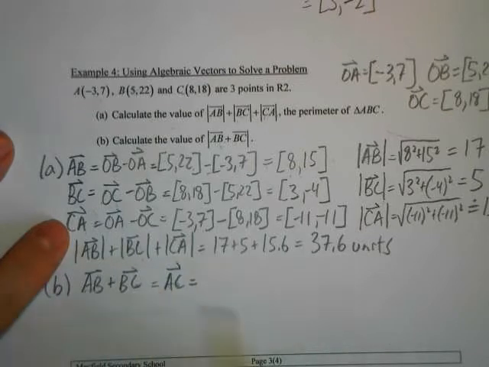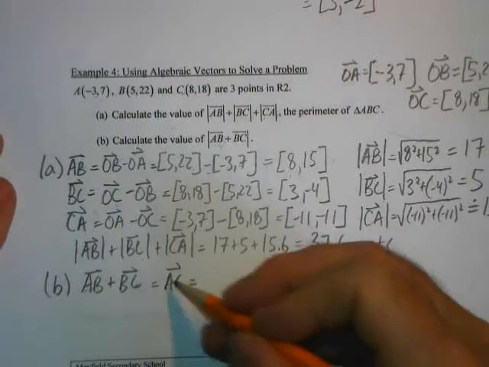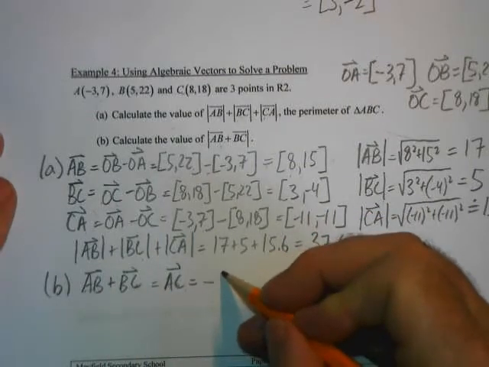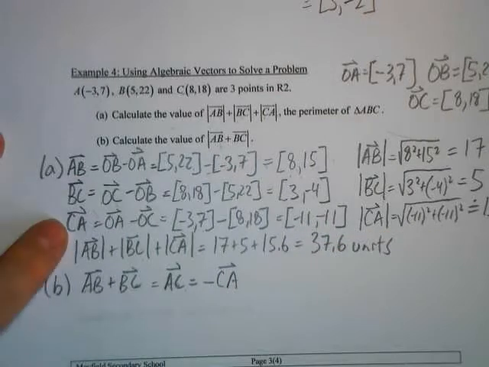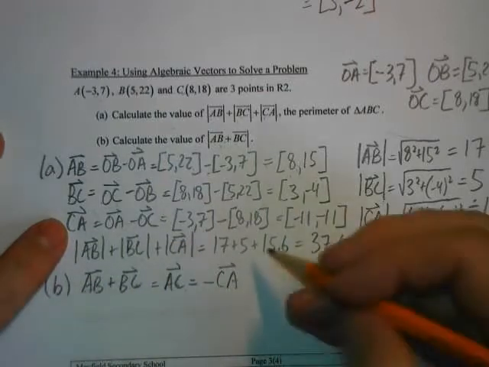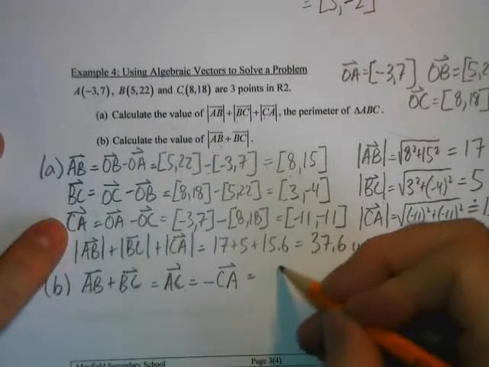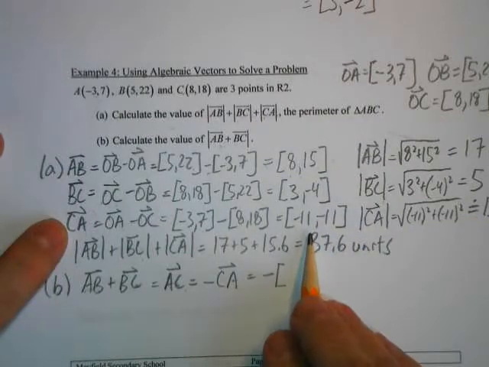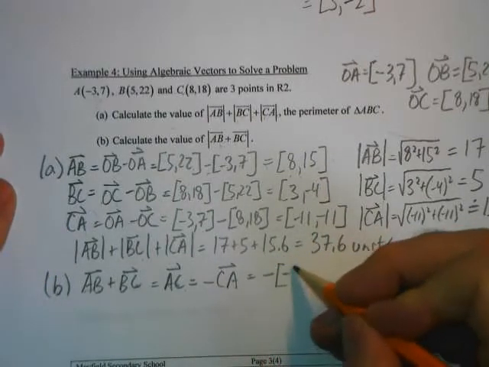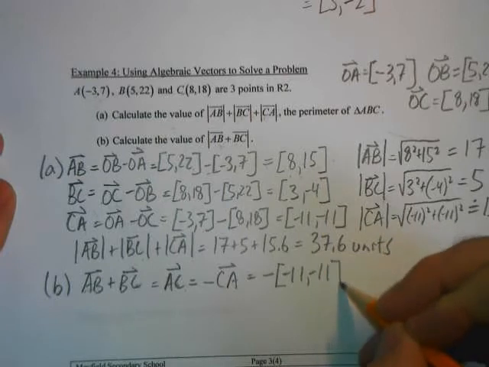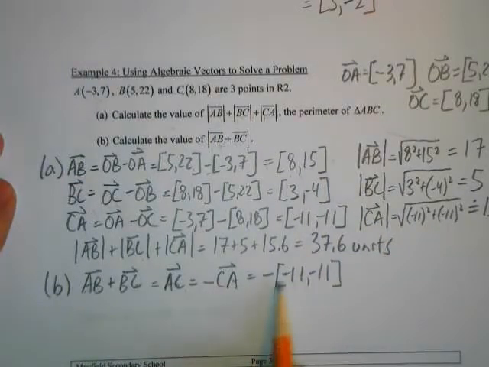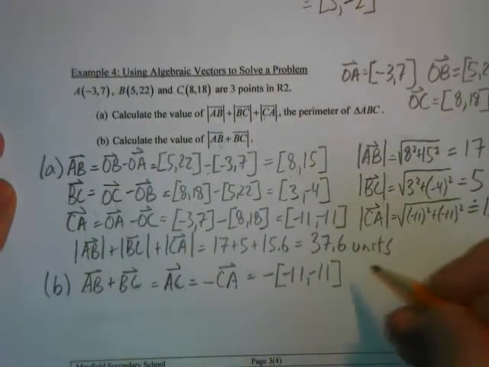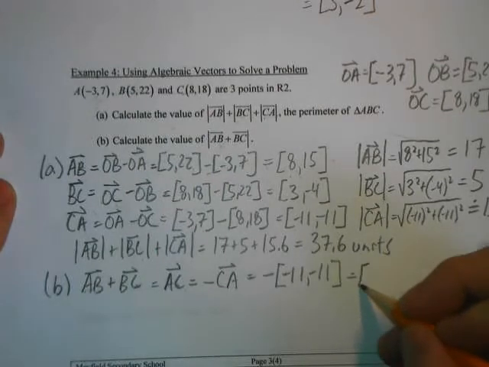Okay, so I could just call vector AC negative vector CA. And I know what that is. I've got the components for CA. So I can basically apply a negative multiplier to those components that I already had for CA. So negative 11, negative 11. If I basically multiply both of these by negative 1, I'm getting 11, 11.